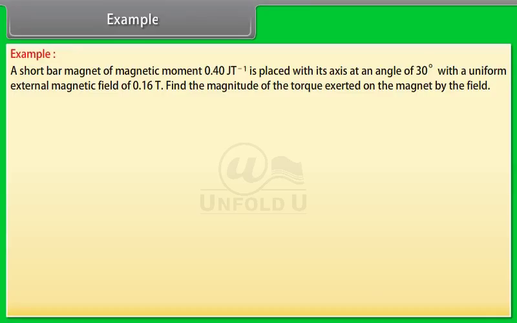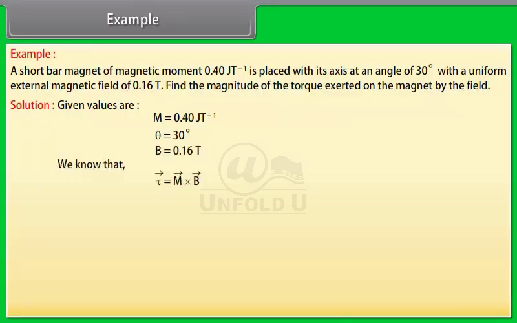Example. Let's take an example of dipole in a uniform magnetic field. A short bar magnet of magnetic moment 0.40 joule per Tesla is placed with its axis at an angle of 30 degrees with a uniform external magnetic field of 0.16 Tesla. Find the magnitude of the torque exerted on the magnet by the field. Let's see the solution. Here the given values are: M is equal to 0.40 joule per Tesla, theta is equal to 30 degrees, B is equal to 0.16 Tesla.